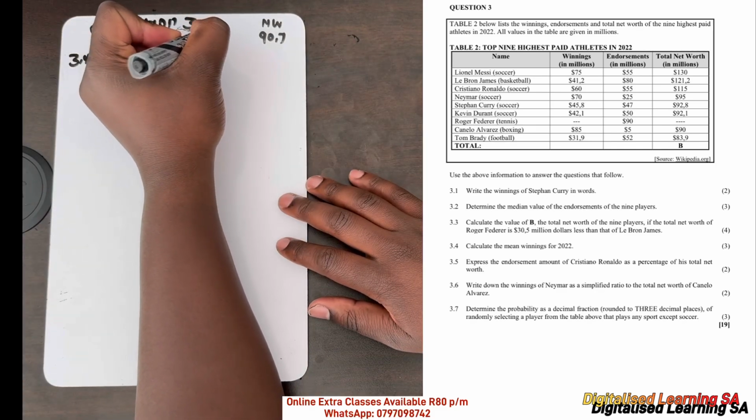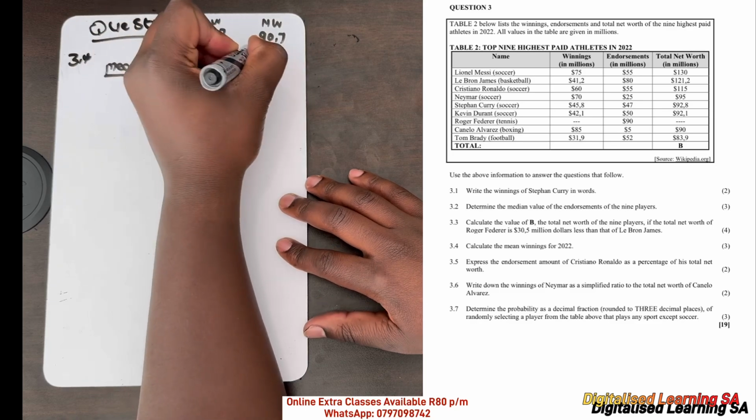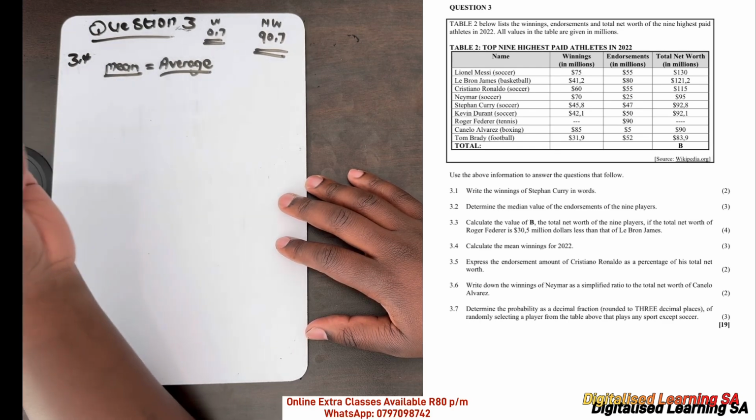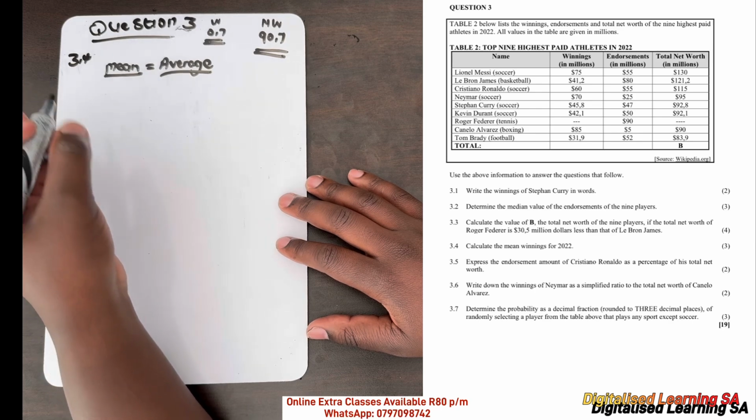So winnings will be 0.7. This is for Roger Federer, the one that has the 3 dashes. Okay, so now let's go ahead and work out our mean. Our mean, we just add everything and then divide by the total number.